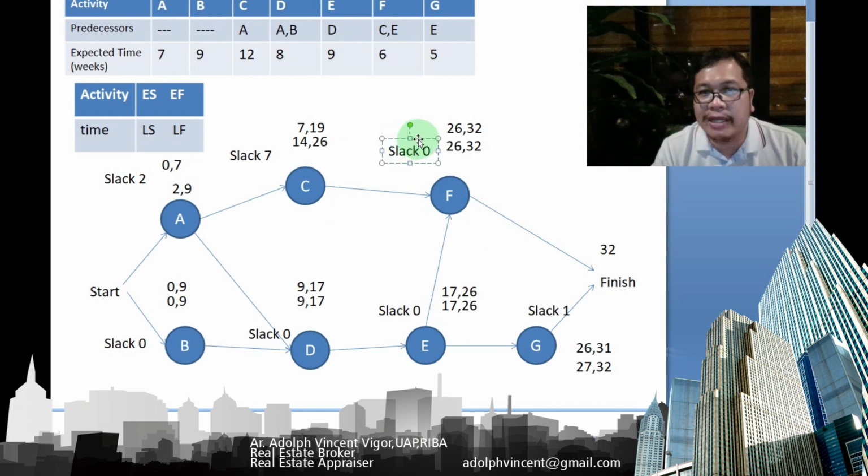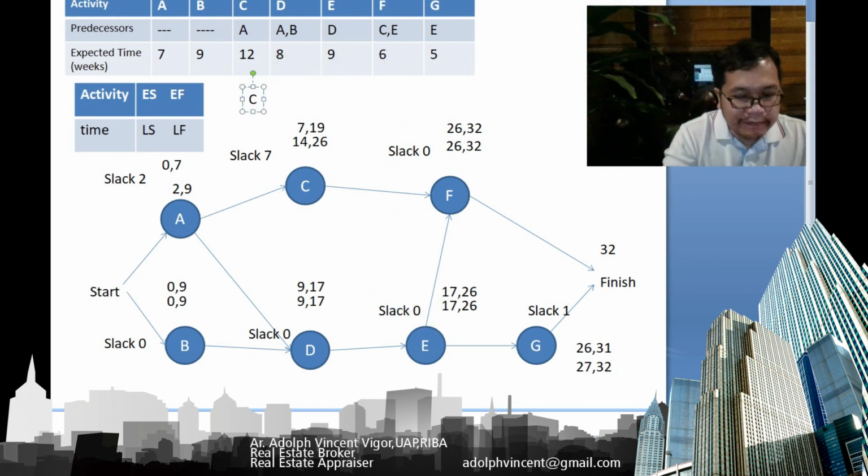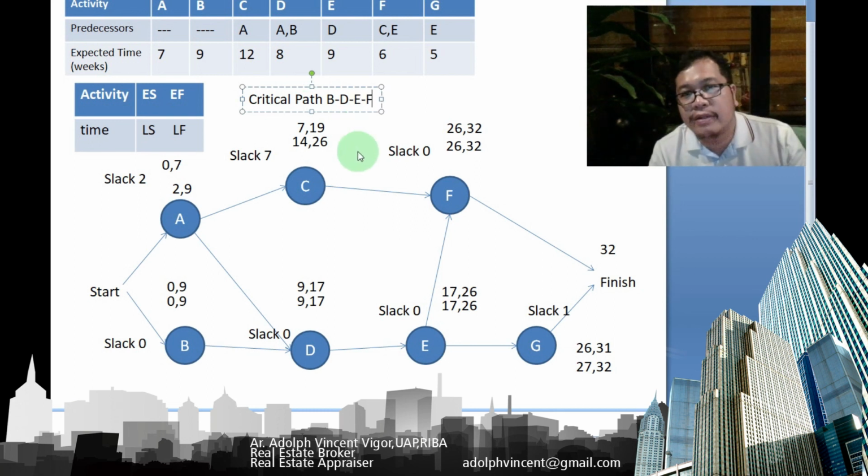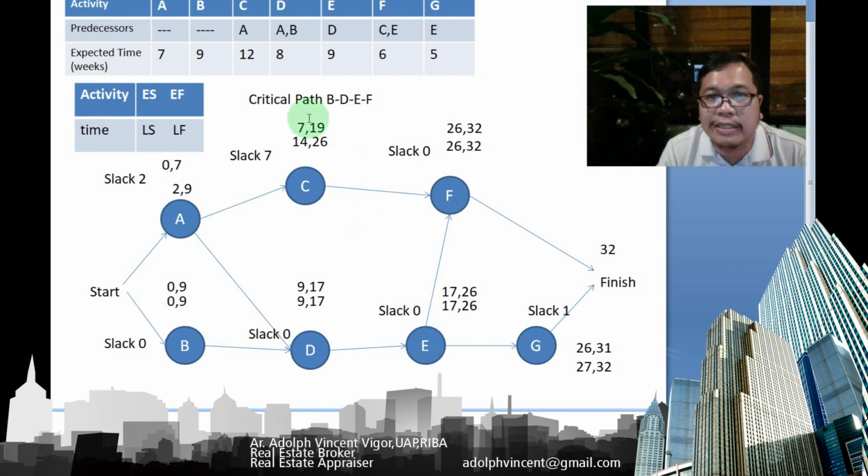So the critical path, let me copy this. So our critical path is the network B, D, E, and F, since these are activities that cannot be delayed.